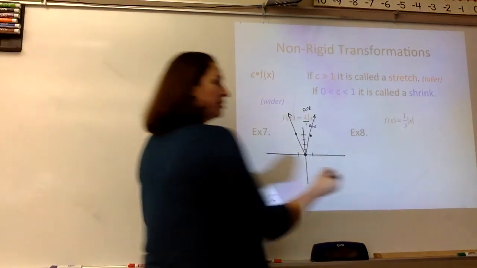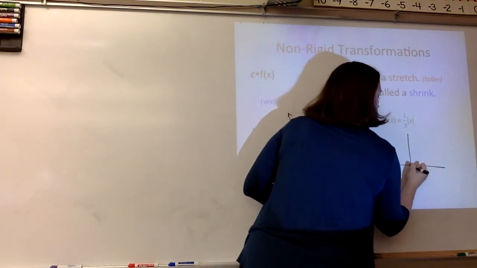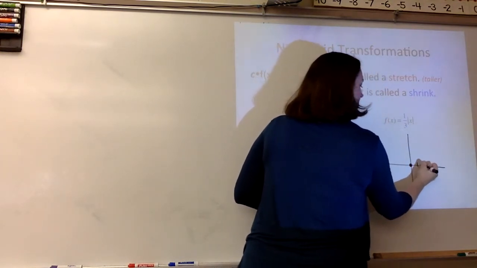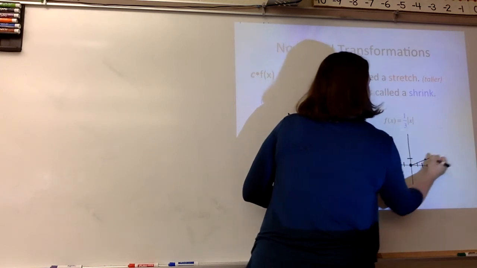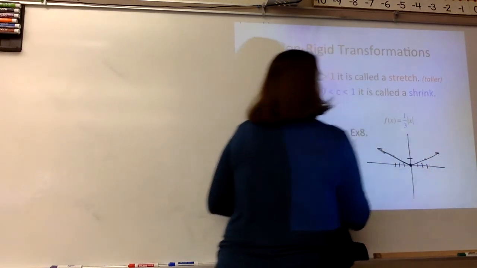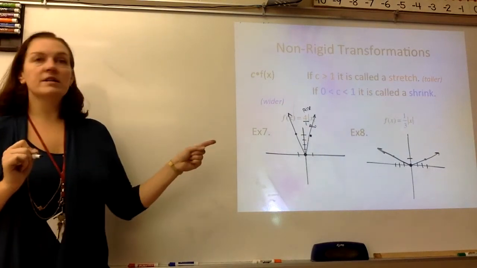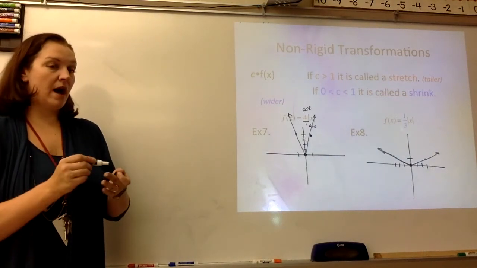And then with the 1/3, same thing. I start at 0, 0, but I go up 1 over 3, up 1 over 3. Now it got wider. Okay? So the 4 is steeper, the 1/3 is going to be wider.